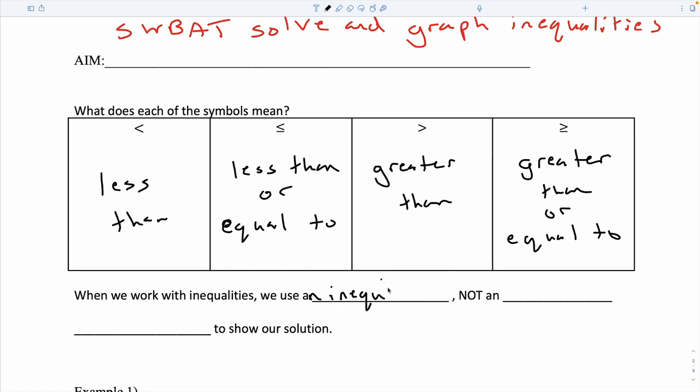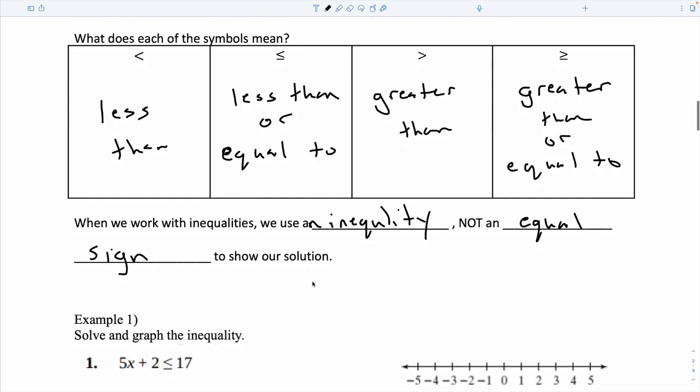An equal sign. Use an inequality, not an equal sign. As we're doing today's work, you're going to be tempted in the second, third, or fourth steps to add an equal sign because you're so great at solving equations. This is not an equation. It is completely different.